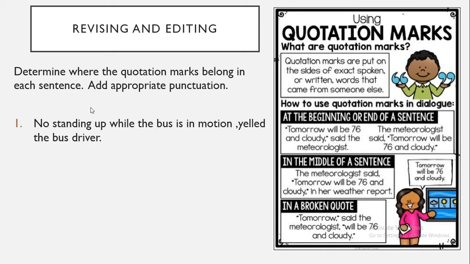For example, no standing up while the bus is in motion, yelled the bus driver. Again, we want to look at what did the bus driver actually say? Where is our dialogue? We know that the bus driver said no standing up while the bus is in motion. So our quotes are going to go there. We also know that the bus driver yelled, and we know from yesterday's lesson that when someone is yelling, you use an exclamation mark. So your sentence will look like this. "No standing up while the bus is in motion!" yelled the bus driver. Let's try another one.